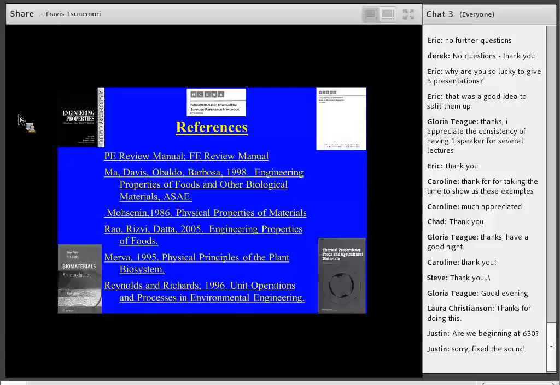And here are some of my references. So the upper left, engineering properties. This is an ag engineering ASABE publication.